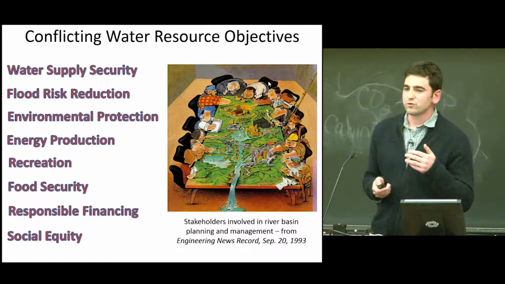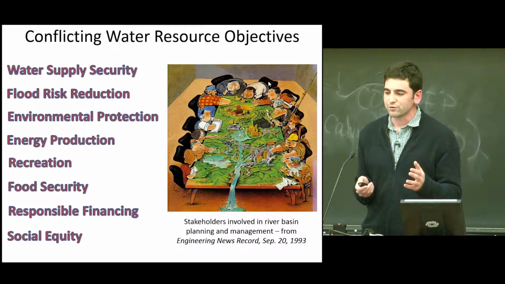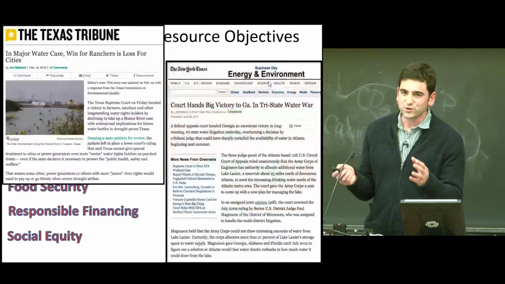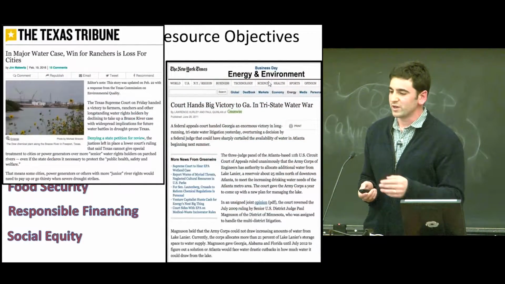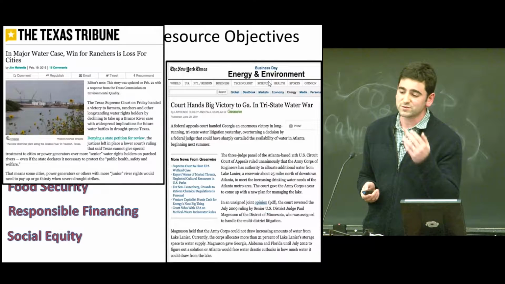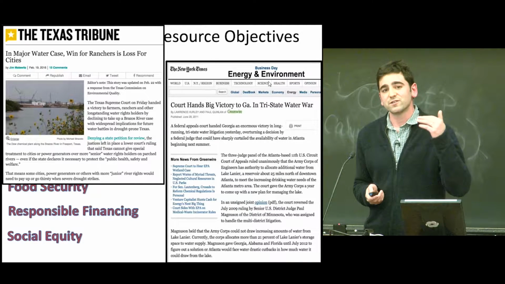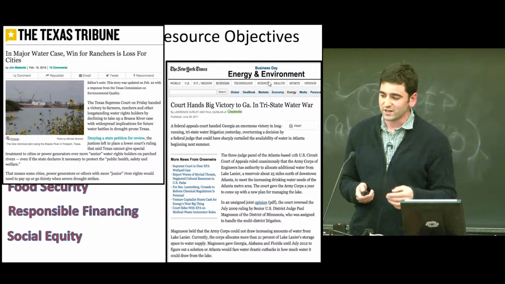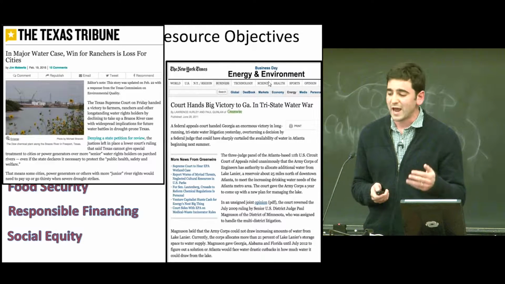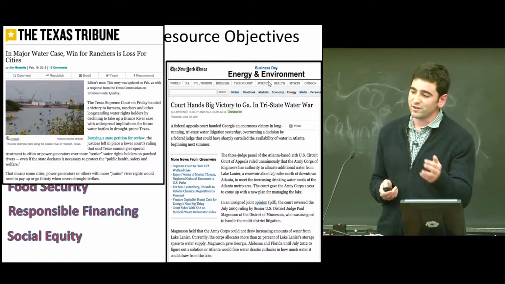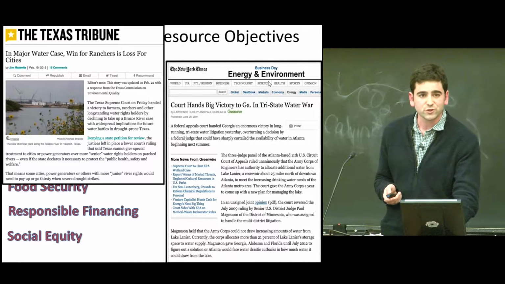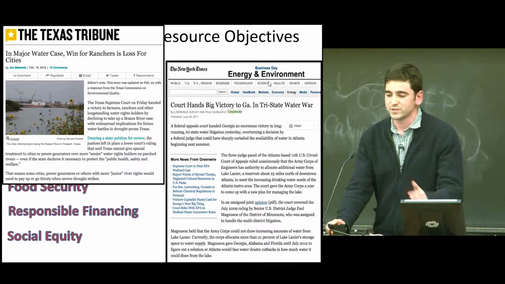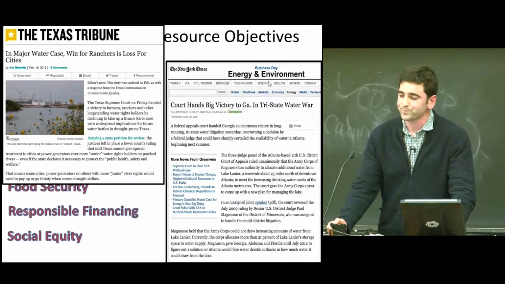Now, how do we do this? How do we get a handle over, oh, before I do that, sometimes that negotiation doesn't go so well. So here are just two articles showing some cases where it's actually gone to the Supreme Court, these water conflicts. So on the right, there's the tri-state water wars between Alabama, Georgia, and Florida. On the left, actually during the recent Texas drought in 2011-12, there was a conflict over water rights there.